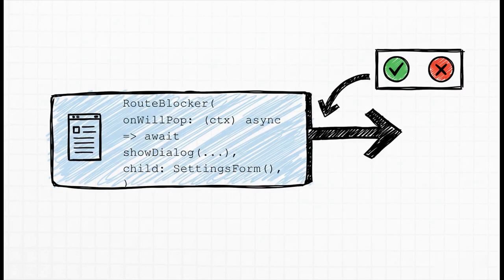And implementing it is surprisingly easy. You just wrap the widget you want to protect, like this settings form, in a route blocker widget. Now, when the user tries to go back, that onWillPop function gets called. Inside there, you can pop up a dialog that asks, "Are you sure you want to leave? You have unsaved changes?" It's such a simple thing to add, but it makes for a much, much better user experience.